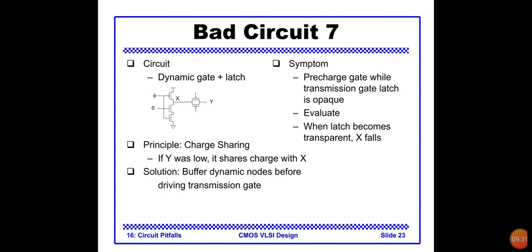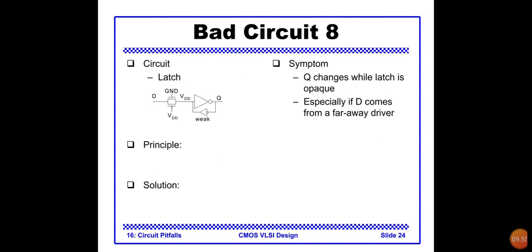The circuit: dynamic gate plus latch. The symptom: precharge the gate while the transmission gate latch is opaque. Evaluate when the latch becomes transparent, X falls. The principle is charge sharing. If Y was low, it shares charge with X. Solution: buffer dynamic nodes before driving the transmission gate. Bad circuit 8.